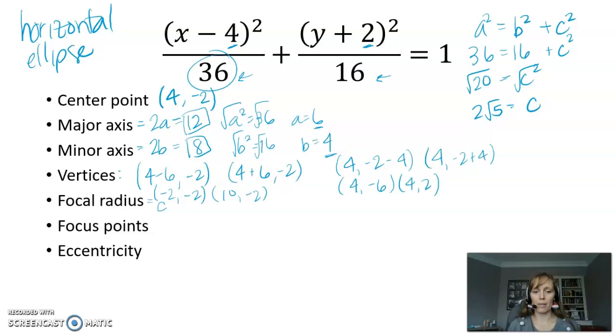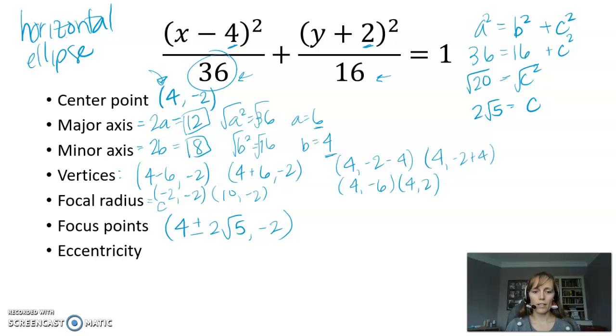That helps me find my focus points. Remember that the focus points are always going to lie on the major axis, and so the focus points, in this case, since we're dealing with a horizontal ellipse, are going to be added and subtracted from the x value. So this is going to be 4 plus or minus 2 square root of 5, -2 will be the 2 points for the focus points. One of them will be adding and the other one's subtracting.